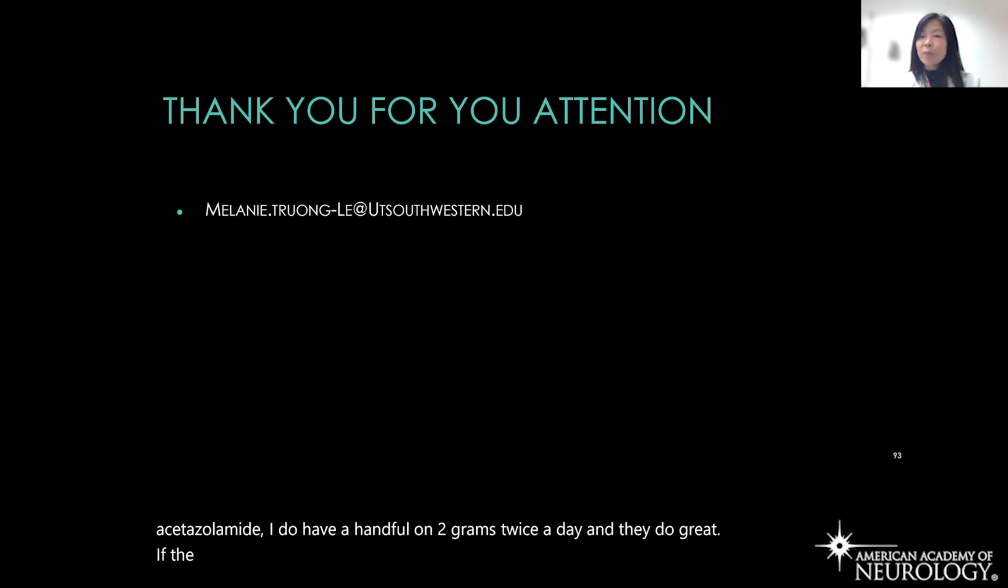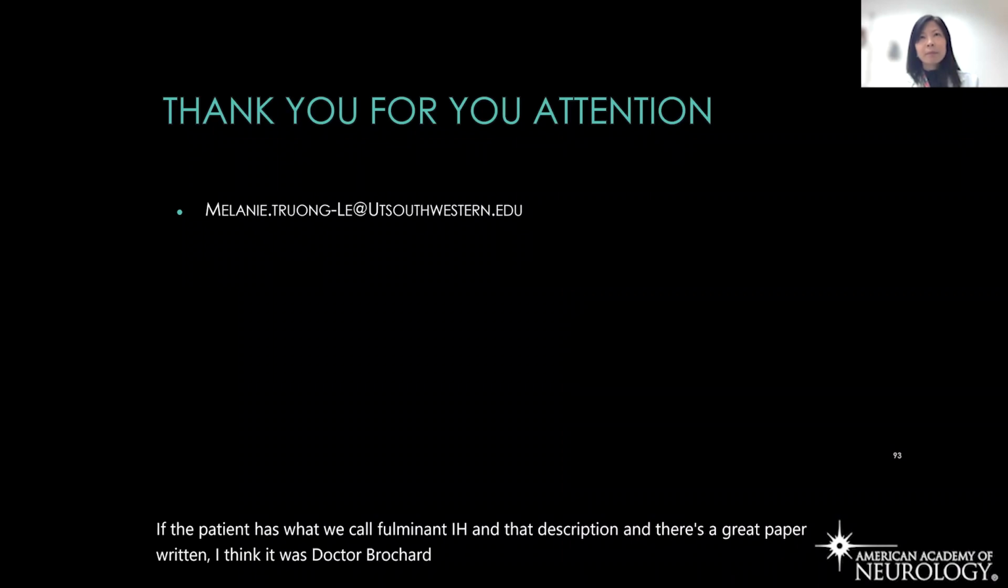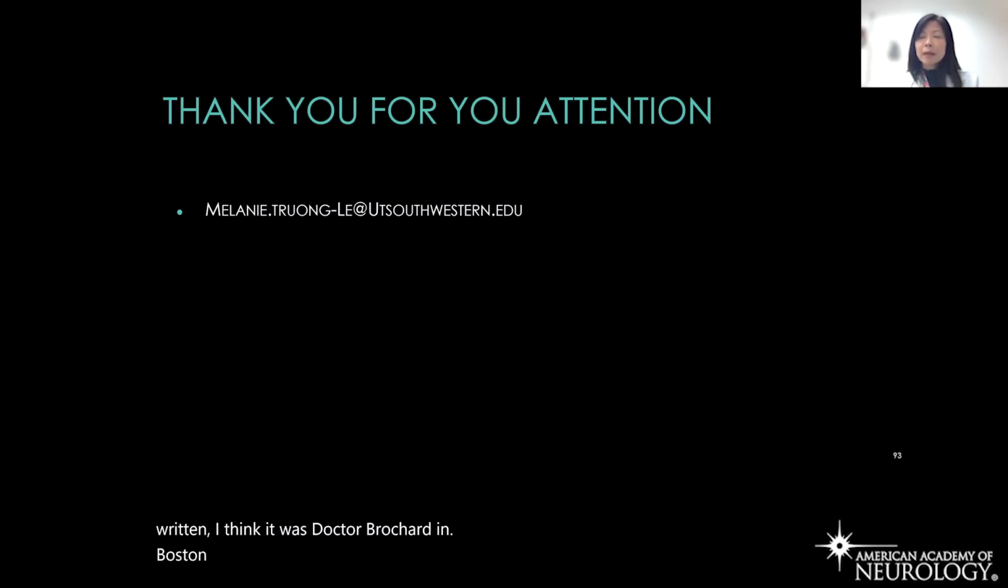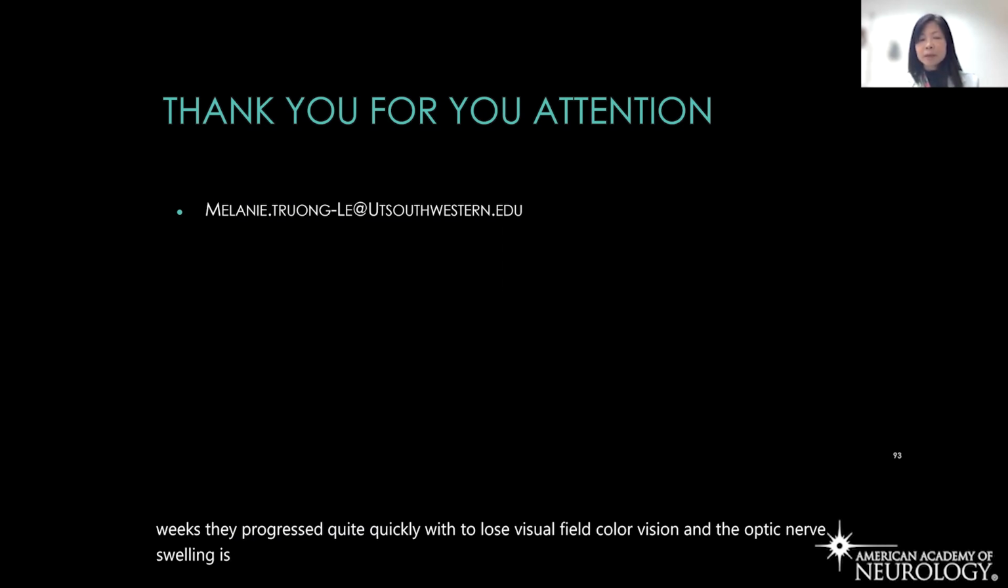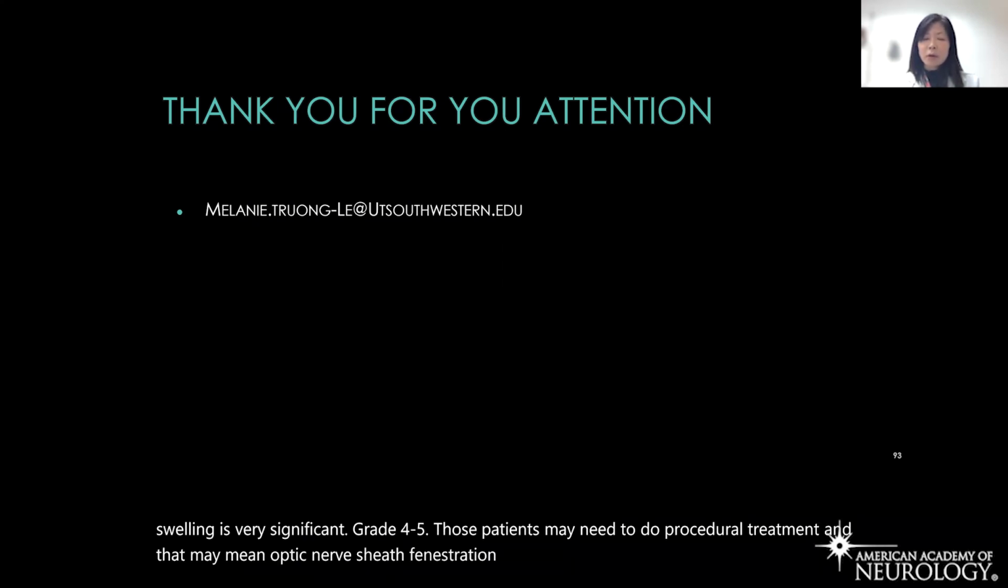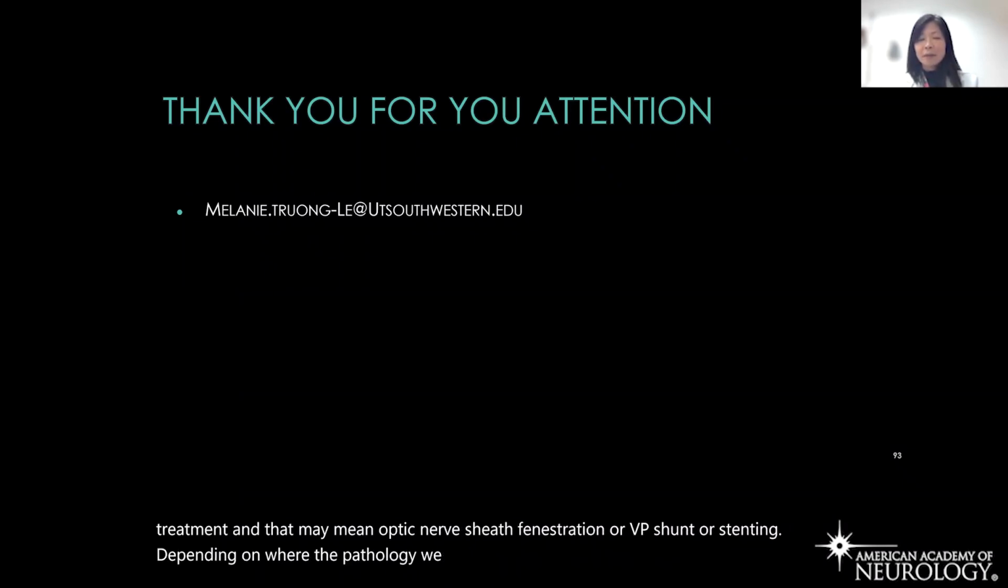If the patient has what we call fulminant IIH, and there's a great paper written, I think it was Dr. Bouffard in Boston, in regards to a condition known as fulminant IIH, where the vision loss is quite rapid, within weeks, they progress quite quickly to lose visual field, color vision, and the optic nerve swelling is very significant, grade 4 or 5. Those patients may need procedural treatment, and that may mean optic nerve sheath fenestration, or VP shunt, or stenting, depending on where the pathology is that we might target. But it's something that needs to be acted on quickly.